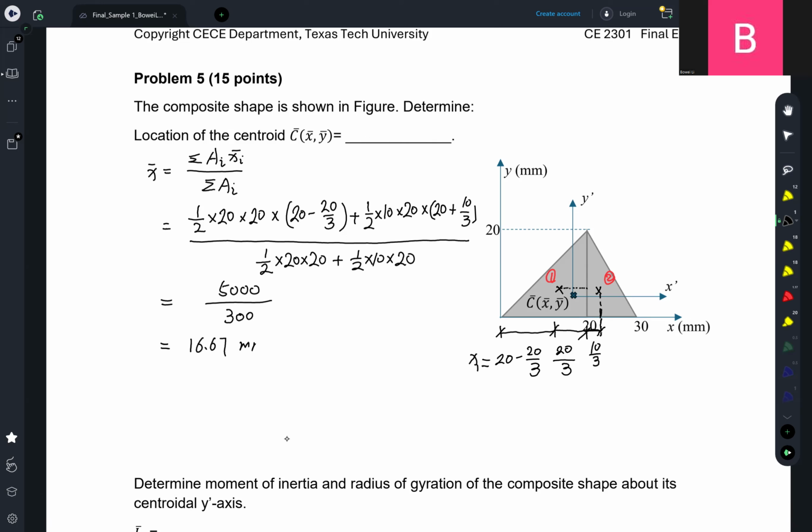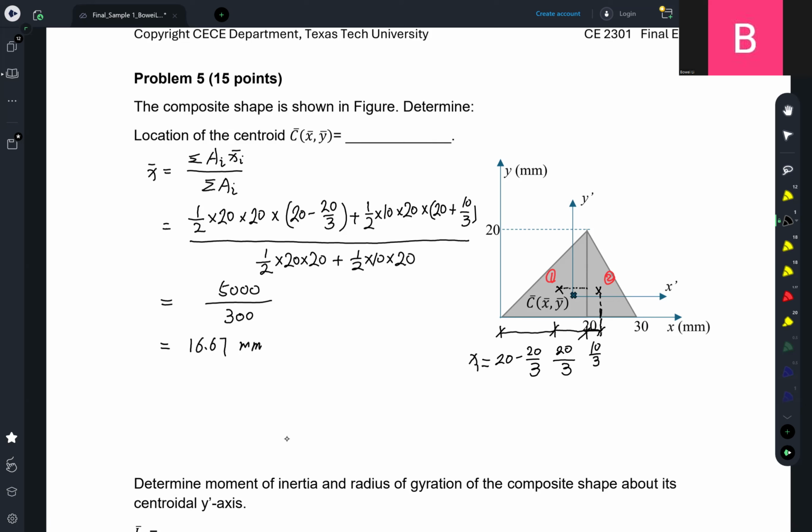Please ensure to include the correct unit here. Well, does that look like it makes sense? So you see that it is slightly smaller than 20 here, right? So it makes sense, right? Because it should be roughly at the middle of the shape, right?